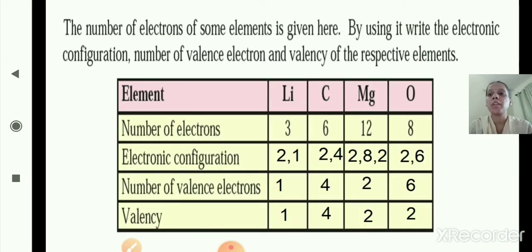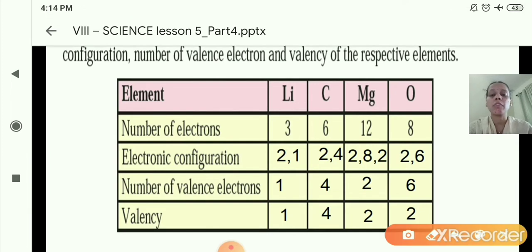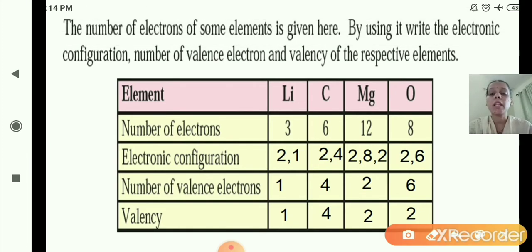So in this way we will write down. First we will write down the electronic configuration. Lithium, total number of electrons 3. So what is the electronic configuration? As you can see here, 2, 1. 2 in the K shell and 1 in the next shell, that is L shell. So number of valence electrons means in the outermost shell, in the last shell, how many electrons? 1. So what is the number of valence electrons? 1. And what is the valency? Valency depends on the electronic configuration of the outermost shell. So here valency is 1.